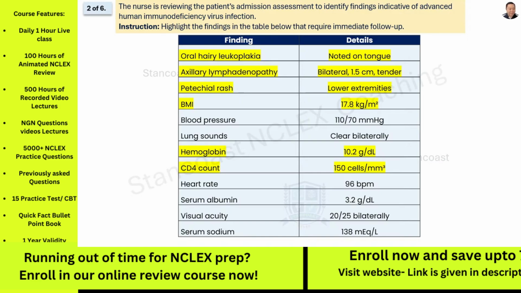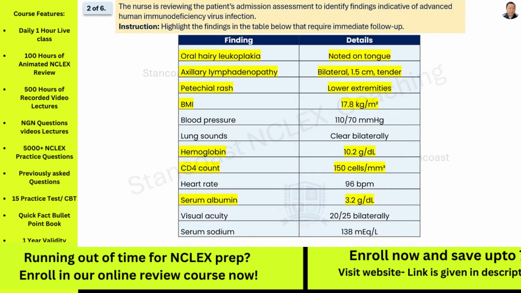Another item that you should highlight is serum albumin of 3.2 grams per deciliter. We know that albumin is a protein made by the liver, and a low albumin suggests either chronic illness, could be chronic inflammation, or malnutrition, all of which are very serious concerns in advanced HIV. And this one signals that the patient may have a poor prognosis unless their nutrition and inflammation are managed properly.